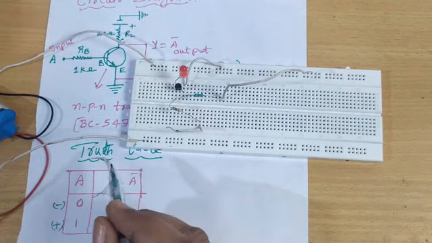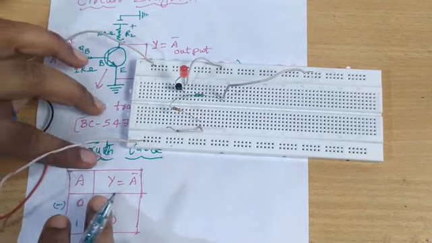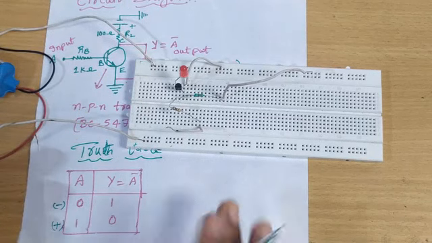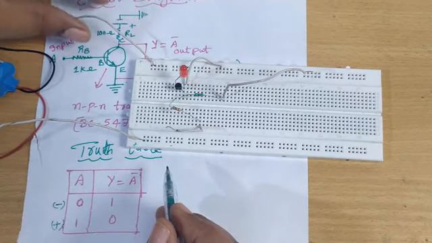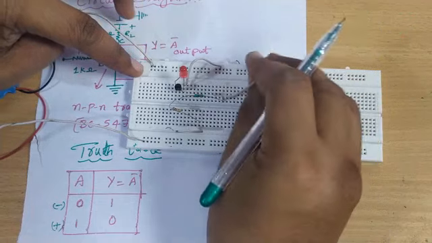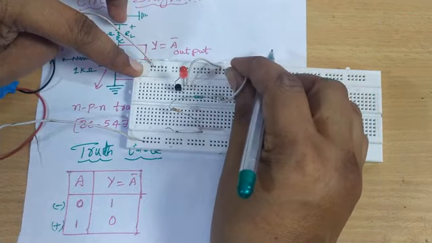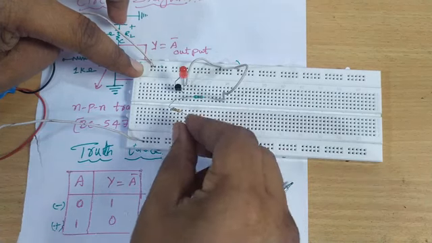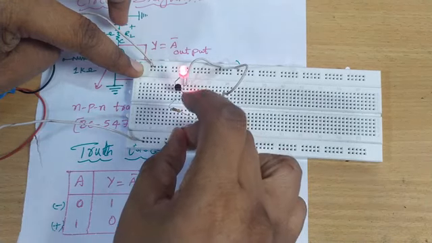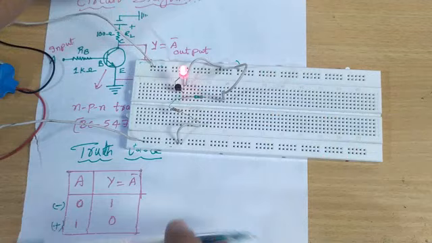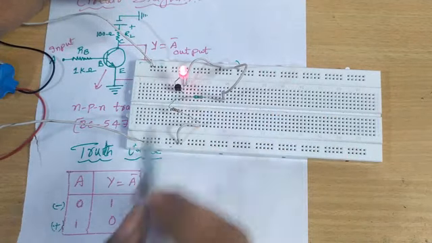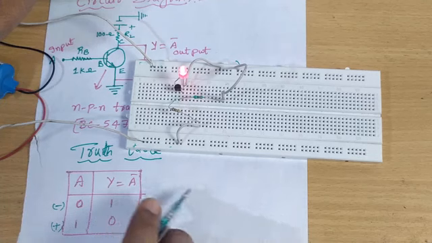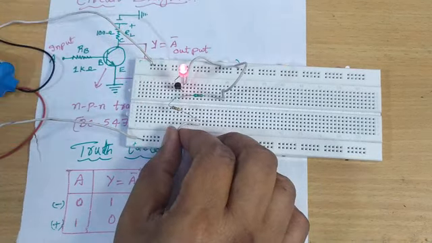First we check A is 0. For A we give 0, which means it is connected to the negative terminal. Now I switch it on. When you connect this wire to the negative terminal, the bulb glows. The bulb glowing means we take 1. Next, switch this off.